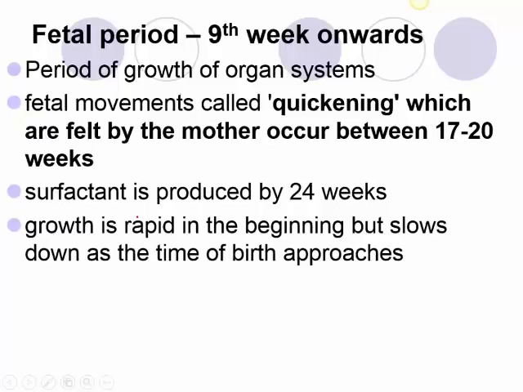Surfactant production begins around 24 weeks, and just keeps increasing after that. Once surfactant production begins, the fetus really becomes viable. Though if the fetus is born too prematurely, you have to put the fetus in an incubator and maybe even give extraneous surfactant to allow the fetus to breathe. Growth is, of course, rapid during this time.